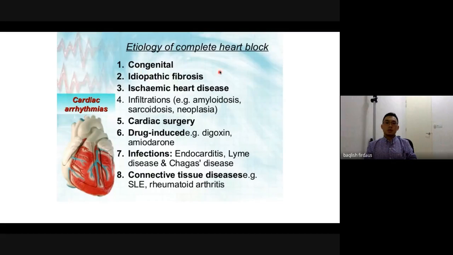There are other causes of complete heart block. The commonest one is degenerative fibrosis, and ischemic heart disease that I mentioned just now. Sometimes I still see a lot of patients with infiltration, especially amyloidosis and sarcoidosis, rarely neoplasia, and post cardiac surgery, especially after aortic valve surgery. Drug induced is also very common. Sometimes old people on digoxin or amiodarone just present with symptoms of bradycardia, and when we do an ECG, there is a complete heart block.